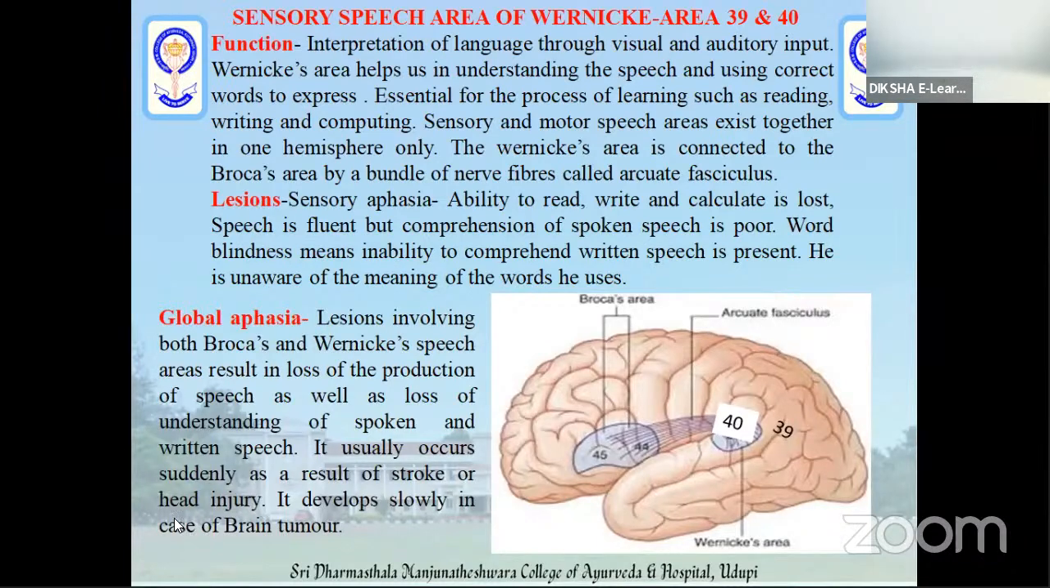It develops slowly in case of a brain tumor also. Global aphasia usually occurs if both the Wernicke area as well as the Broca's area are affected. He cannot express speech, and he cannot read and write. The words which are heard, he cannot grasp properly. The words which he has seen also cannot be grasped by him properly. That condition is called global aphasia, with lesions of both the Broca's area and the sensory speech area.